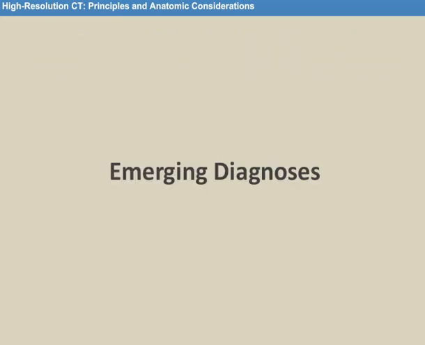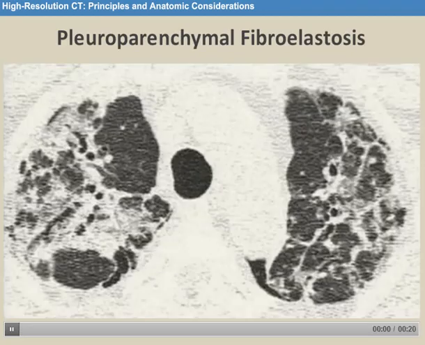So let's finish off in the last few minutes with a couple emerging diagnoses. Here's one, apical fibrosis, there's traction bronchiectasis, there's reticulation, there's architectural distortion.